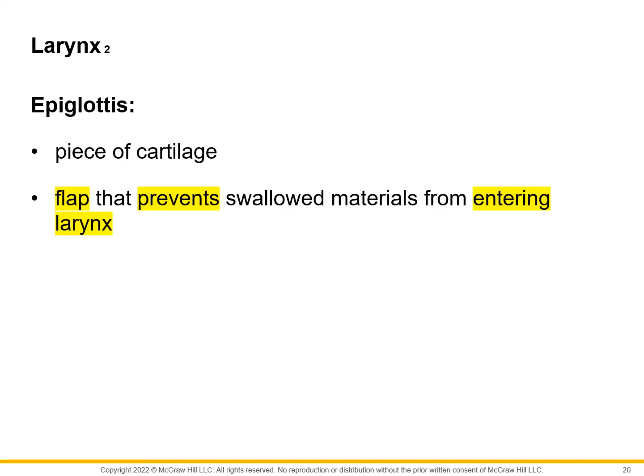Another part of the larynx is the epiglottis. So this is a piece of cartilage that looks like a flap, all right? So this flap would prevent swallowed materials from entering the larynx. Okay? So ulitin natin, yung unang part bago dumating sa larynx is the pharynx, di ba po? And yung pharynx, it's the common area where both air and food items could pass through.